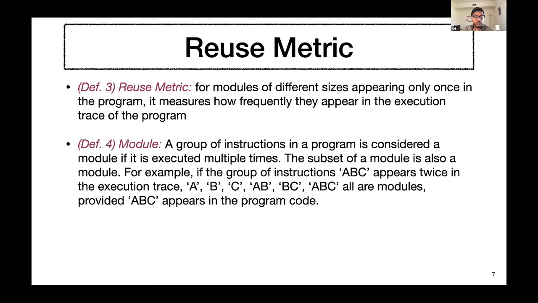Now, what is a module? A module in this paper, we're considering as a group of instructions if that group is executed multiple times. The subset of a module is also a module. For example, if the group of instructions ABC appears, where A, B, and C all are instructions, if ABC appears twice in the execution trace, then all these A, B, BC, and ABC are modules, provided ABC appears in the program code. Now note that the order of instructions in the module should be the same as the order of instructions in the program code.